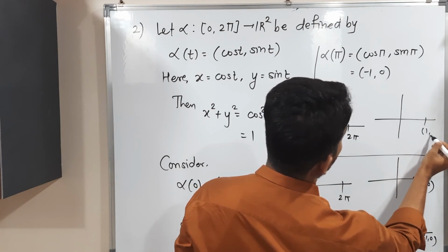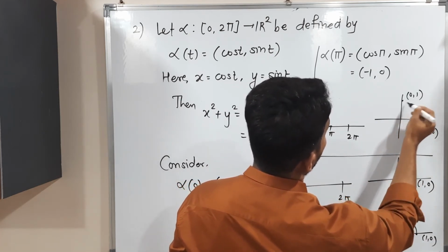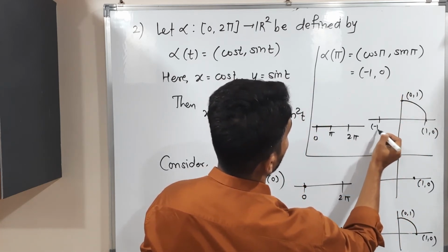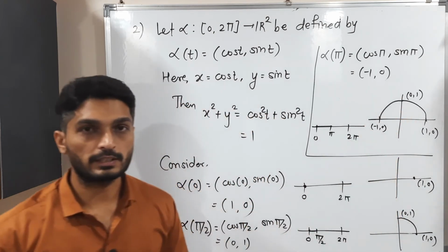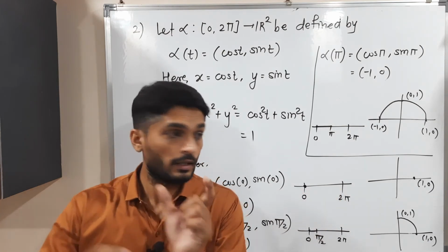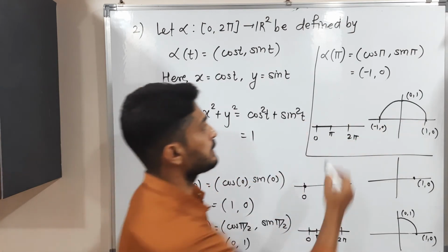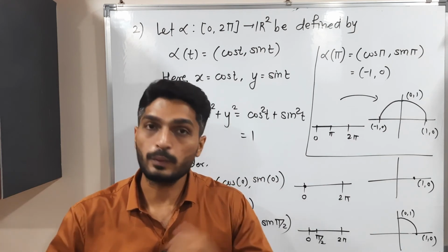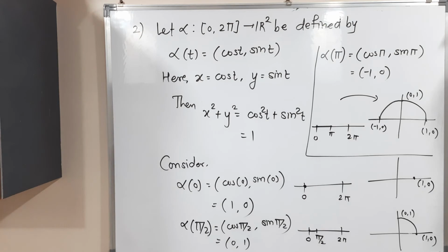Initially we were at 1 comma 0, right? After that we reached 0 comma 1, and the point we have right now is minus 1 comma 0. That means we have covered half of the circle. What is the interval we have? 0 to 2 pi. Here we have covered half the distance, so in the image set we have covered half of the circle. We can go further, but there is no more space to write. So make a screenshot of it, then we will go further.